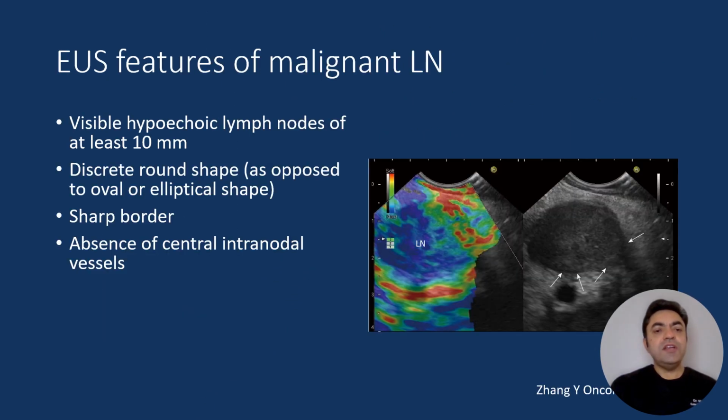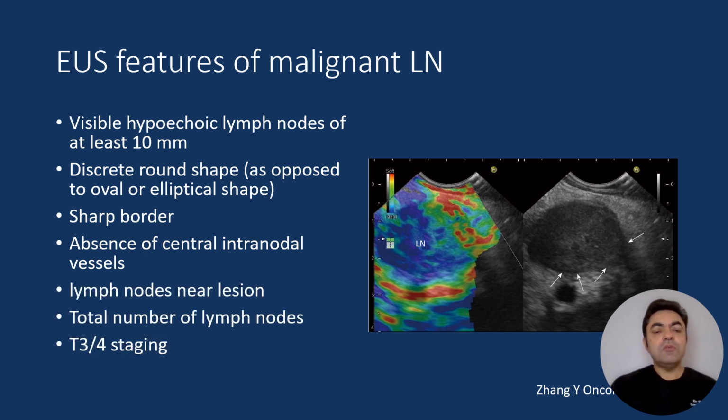What about the N staging? So EUS is very good at identifying malignant lymph nodes, and it can use the following features to identify them with good accuracy. If the lymph nodes are more than 10 millimeters in size, if they are discrete, round in shape, if they've got a sharp border, or if there's an absence of the central intranodal vessel, then you can say with reasonable confidence that this is a malignant lymph node.